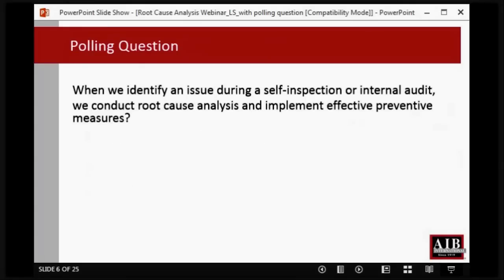So we have a polling question here. When we identify an issue during a self-inspection or internal audit, we must conduct a root cause analysis and implement effective measures. How would we answer that?